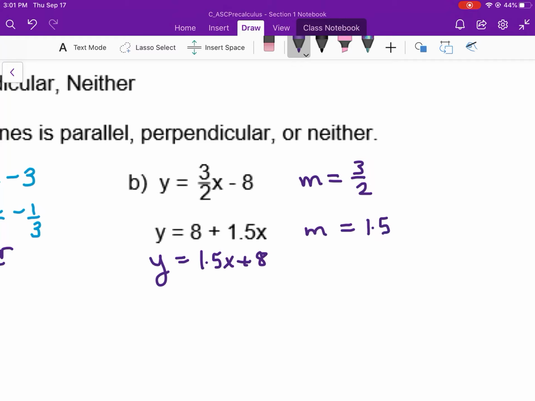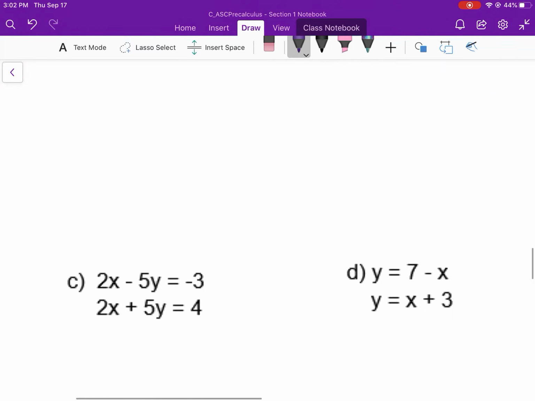How do I do a 1.5 slope? Well, you just make that into a fraction, right? An improper fraction. 1.5 or 3/2. So now you can look at them and go, oh, they're the same, so that makes them parallel. It's a fun game, isn't it? I knew you'd like it.